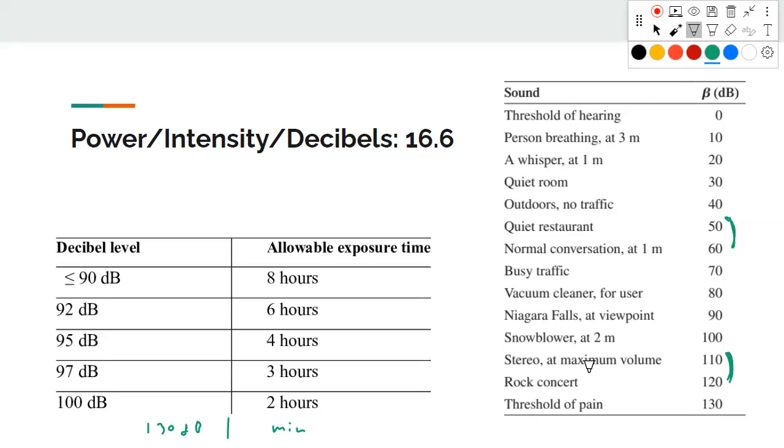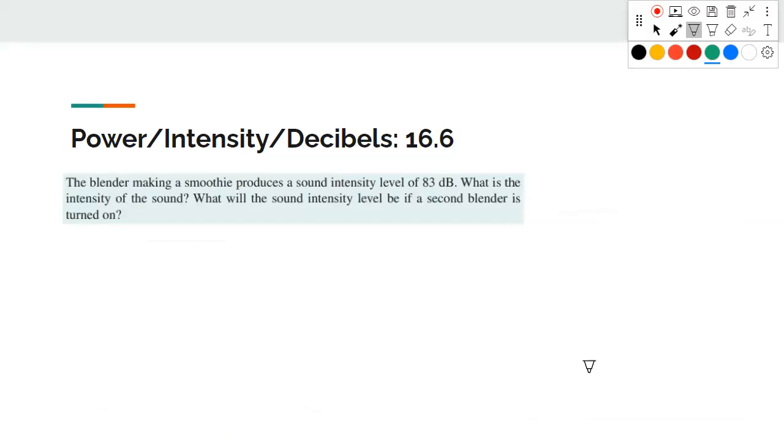So anyways, just an aside. So let's work on this problem. A blender making a smoothie produces a sound intensity level of 83 decibels. What is the intensity of the sound, and what will the sound intensity level be if a second blender is turned on?